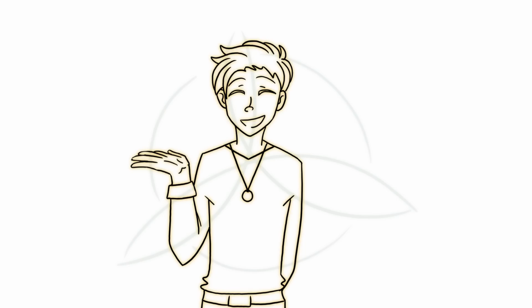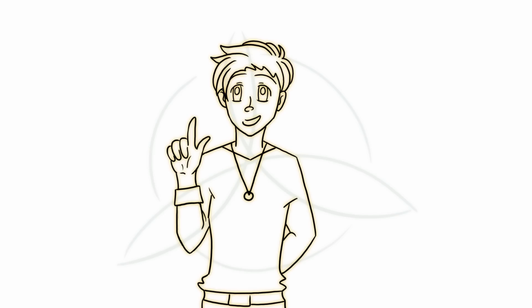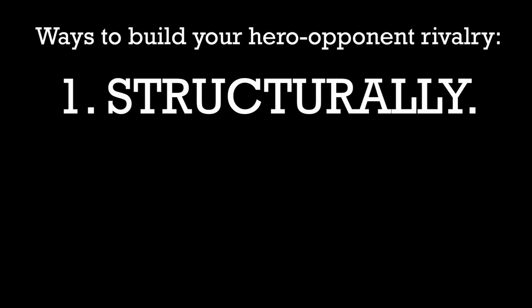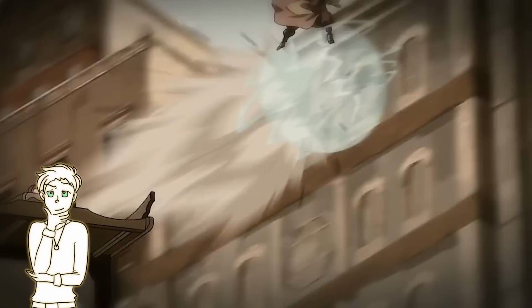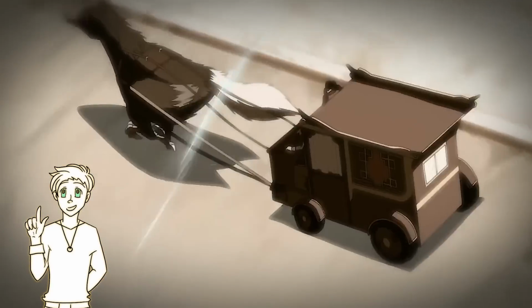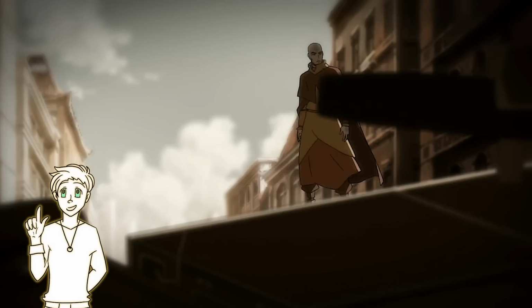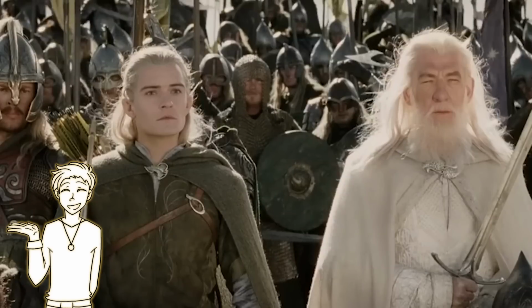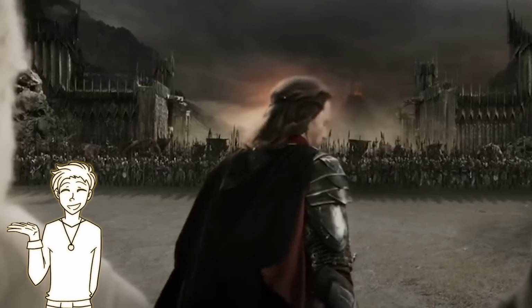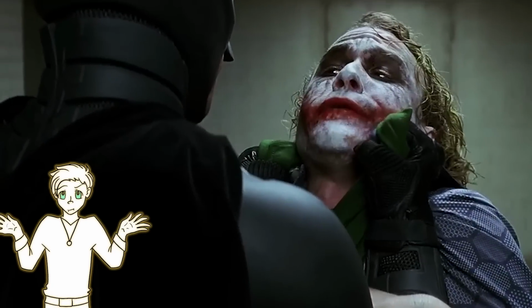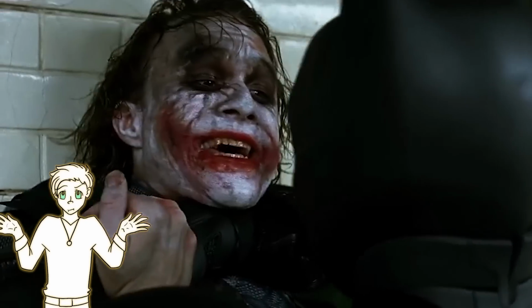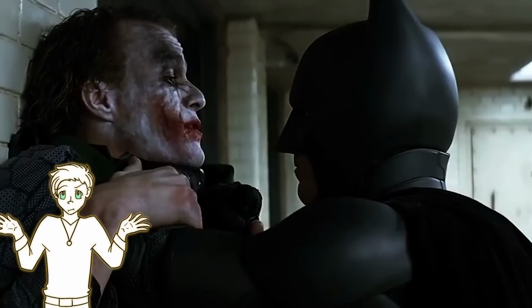Now, this concept of necessity can manifest in a number of different ways throughout your story, but like every recent rehash of the young adult dystopian novel, we're going to be talking about it in a trilogy: structurally, ideologically, and in similarity. The first way to develop this rivalry is purely structural. The protagonist and antagonist have to want the same thing. This can be more explicit like in The Lord of the Rings, where the side of good and evil are battling for control of Middle-earth, or it can be more abstract like in Batman the Dark Knight. In that story, it may appear that Batman is fighting for order and the Joker for chaos, but at its heart, the story is more nuanced than that.